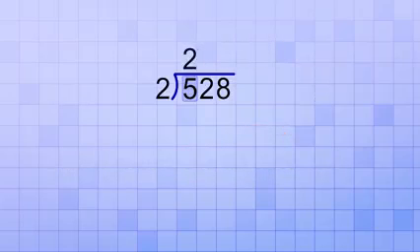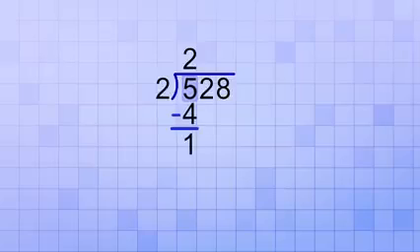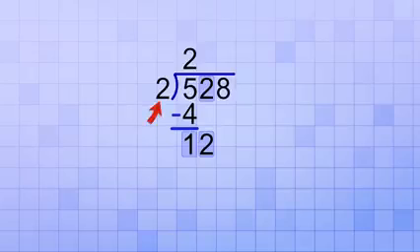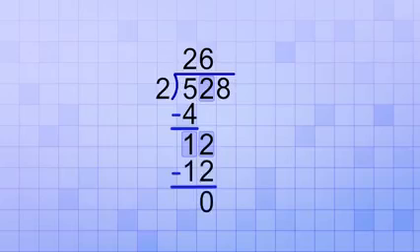So we put a 2 as the first digit of our answer, then we multiply 2 times 2, which is 4, and we subtract that 4 from the 5, which leaves us a remainder of 1. Now we move to our next digit, and we need to bring down a copy of it to combine with the remainder from the first digit. Then we ask, how many 2's will make 12? That's easy, 6. So we put 6 as the next digit of our answer. 2 times 6 equals 12, and 12 minus 12 leaves no remainder.